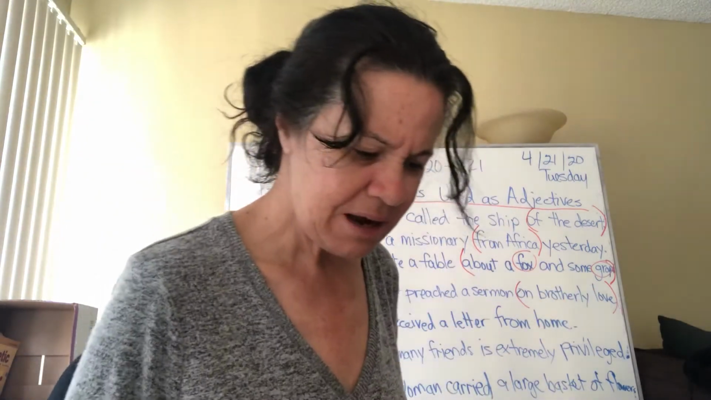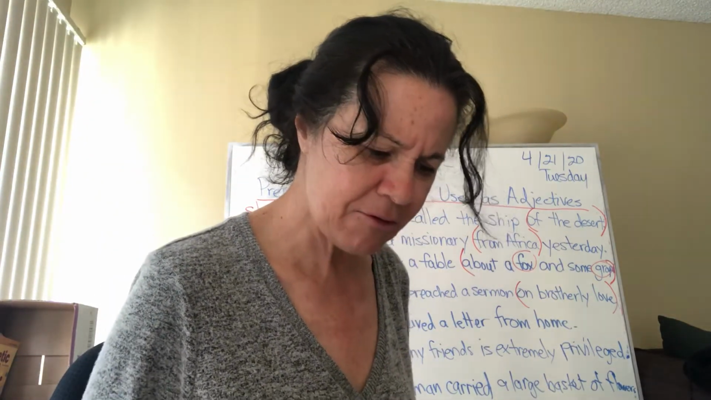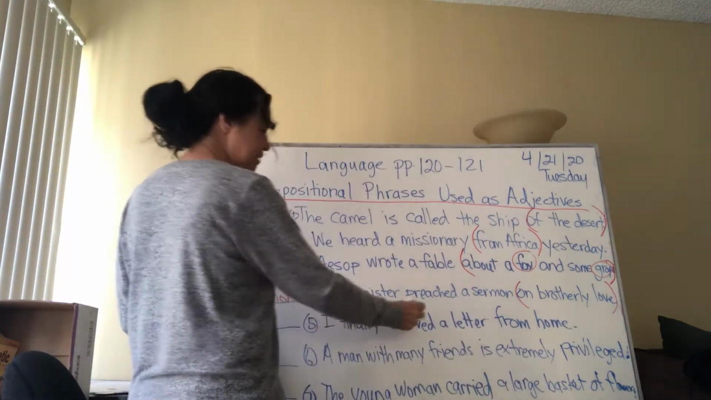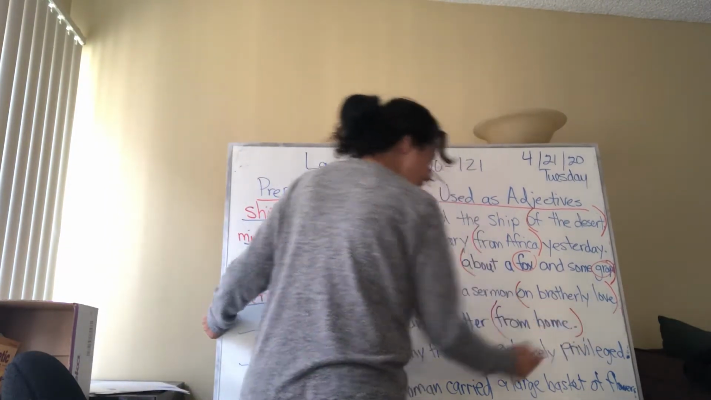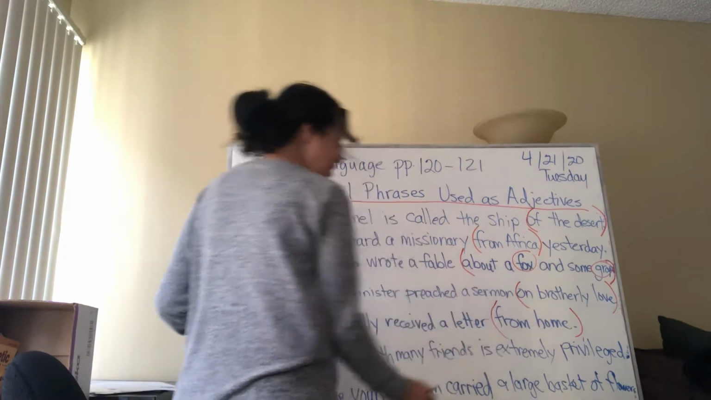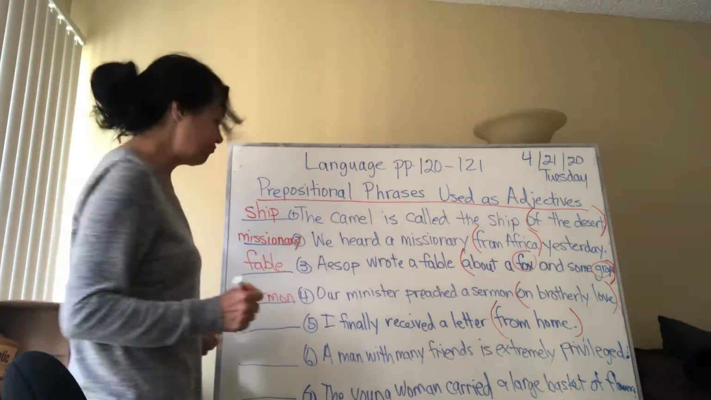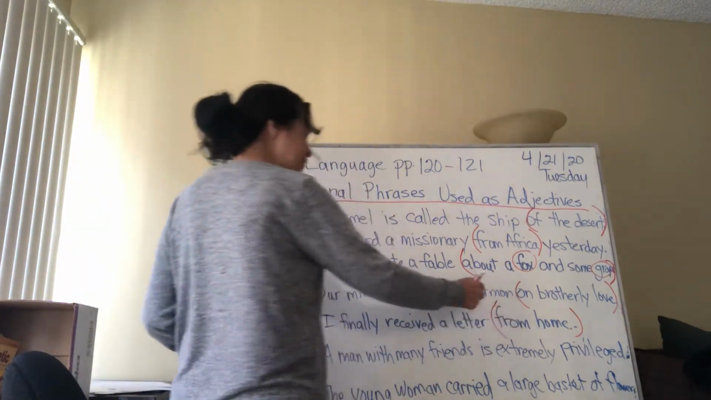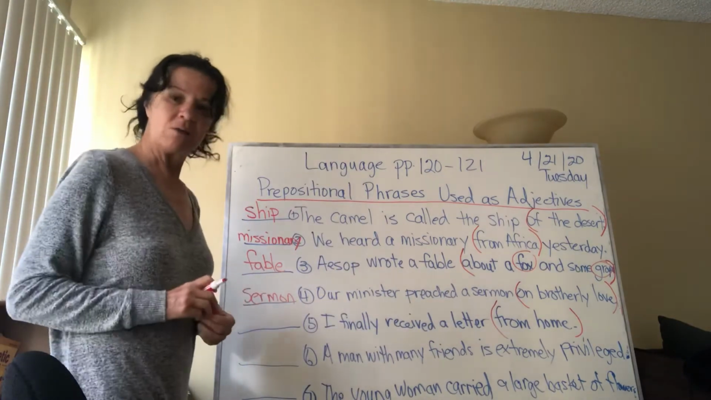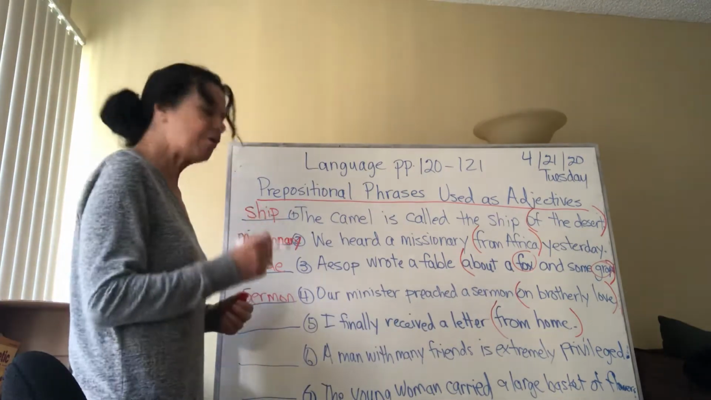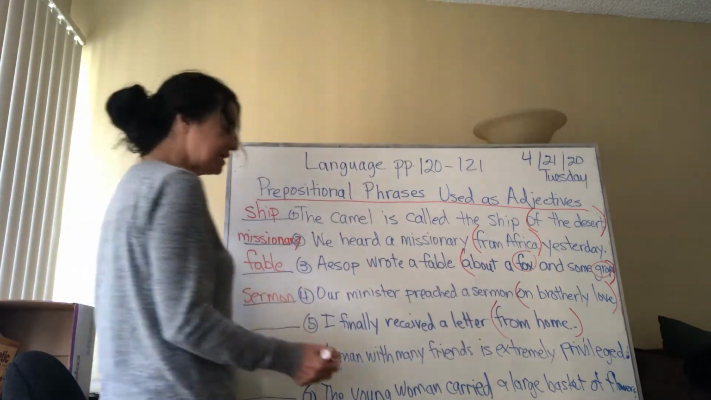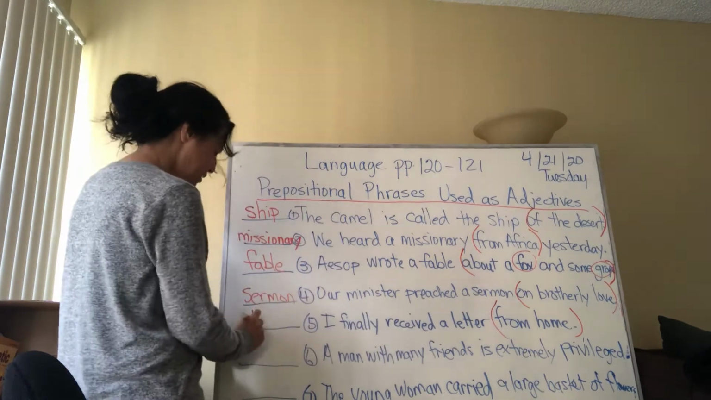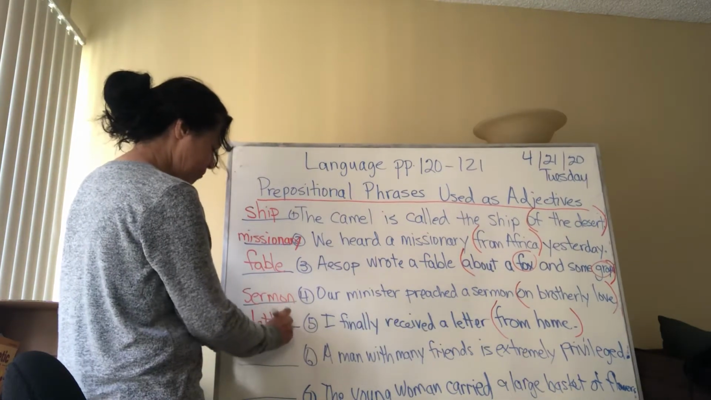All right, the next one is number 5. I finally received a letter from home. So I see my preposition from. I see my object, home, from home. And that is my prepositional phrase. And then I'm looking at what noun, what came from home. What noun is being modified by this prepositional phrase that's used as an adjective in this sentence? And we see that it's letter. So we write letter in the blank.